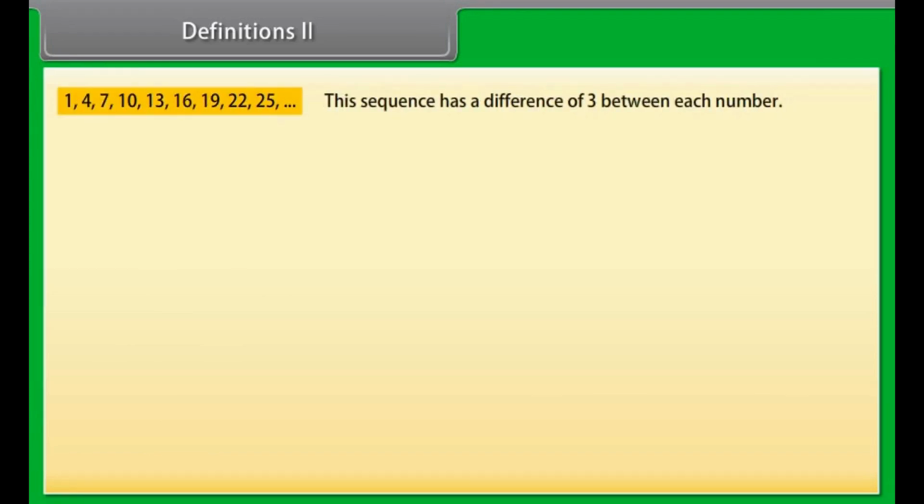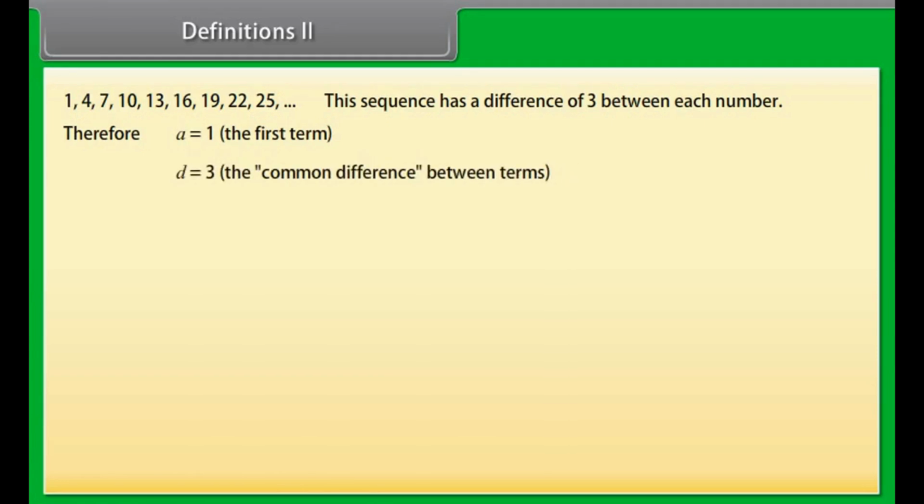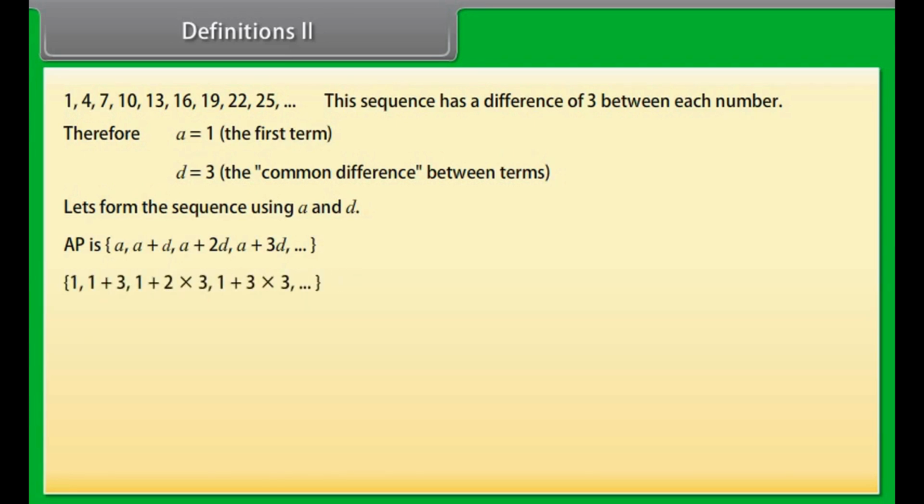Look at this example now. We can see that this sequence has a difference of 3 between each number. Therefore, A is equal to 1, the first term, and D is equal to 3, the common difference between terms. Let's form the sequence using A and D. We know AP is equal to A, A plus D, A plus 2D, A plus 3D, and so on. Substituting the values of A and D, we get 1, 1 plus 3, 1 plus 2 into 3, 1 plus 3 into 3, and so on, which gives the sequence 1, 4, 7, 10, and so on.